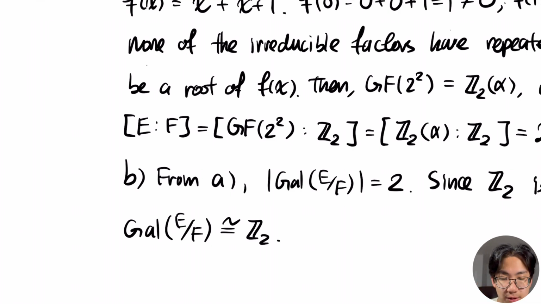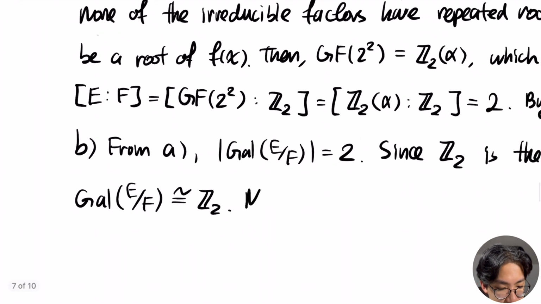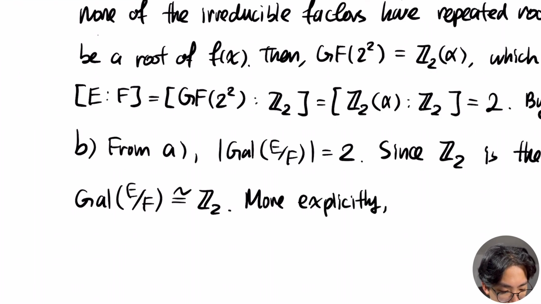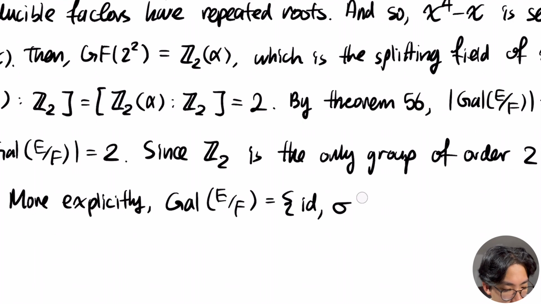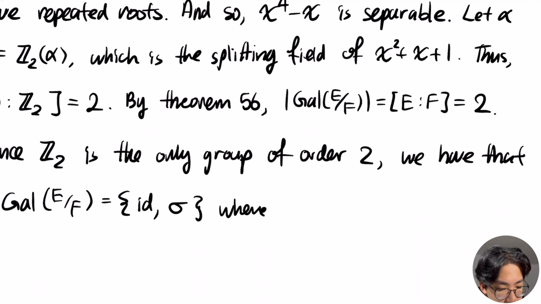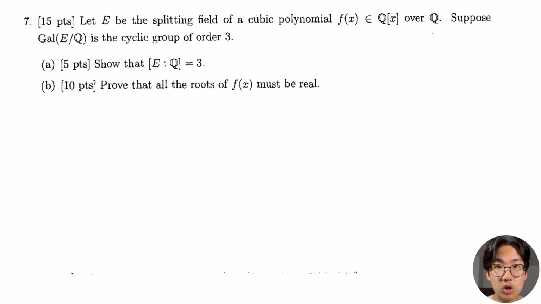And if you want to be more explicit with it, we can just say that the Galois group of E over F, again, remember this is just a group of permutations or just automorphisms, is the set. So we have the identity, and then we just have one permutation over here, sigma. And then sigma here just maps alpha to alpha plus 1, I believe. And that's question 6.